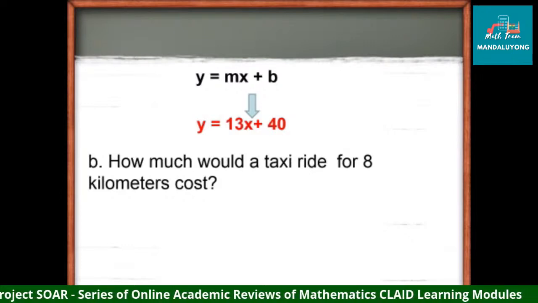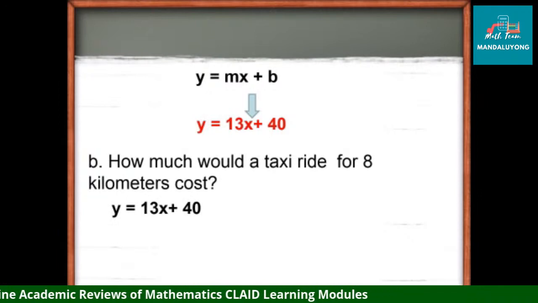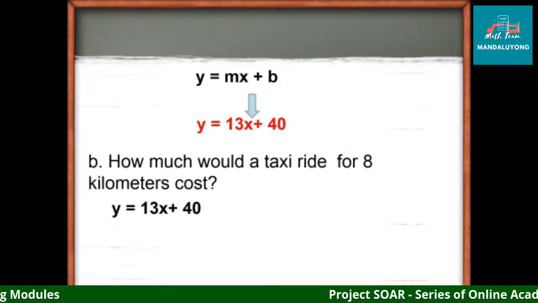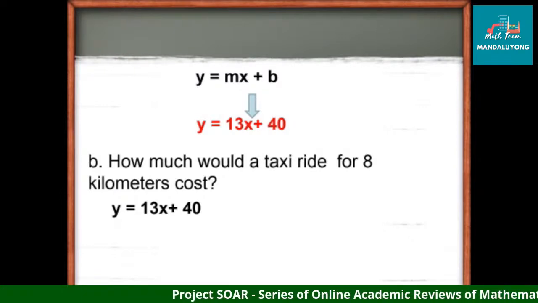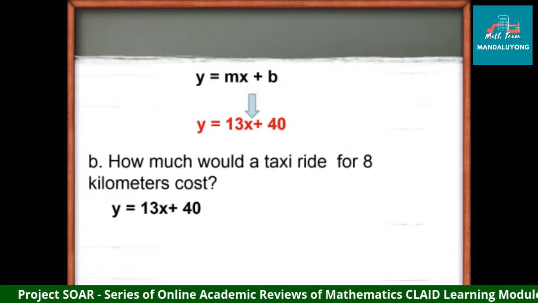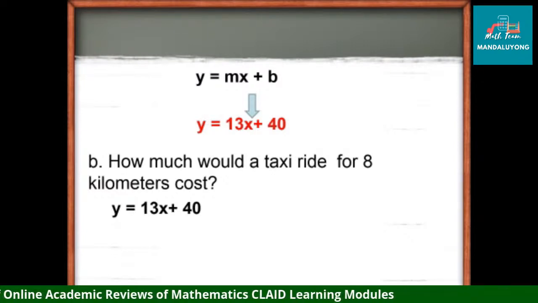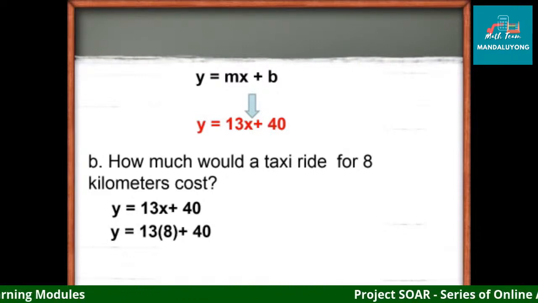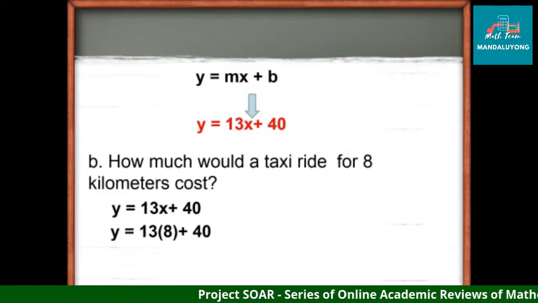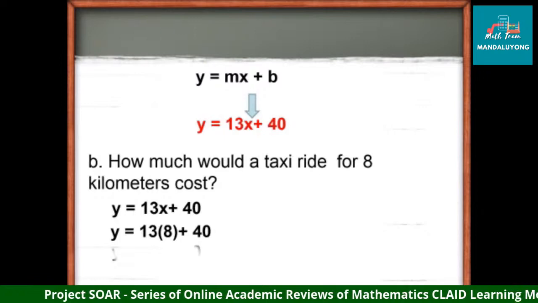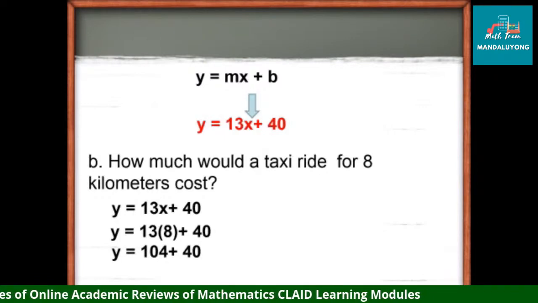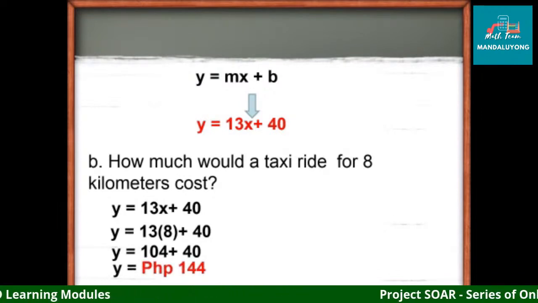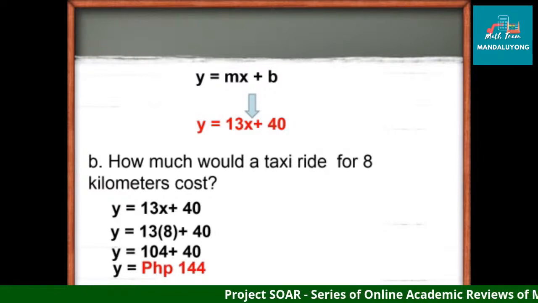To answer this question, let us just go back to our equation y equals 13x plus 40. Remember that our x in this equation refers to the number of kilometers. Relating 8 kilometers to this equation y equals 13x plus 40, we will have y equals 13 quantity 8 plus 40. Simplifying this equation, we will have y equals 104 plus 40. And our final answer in this case is 144 pesos.